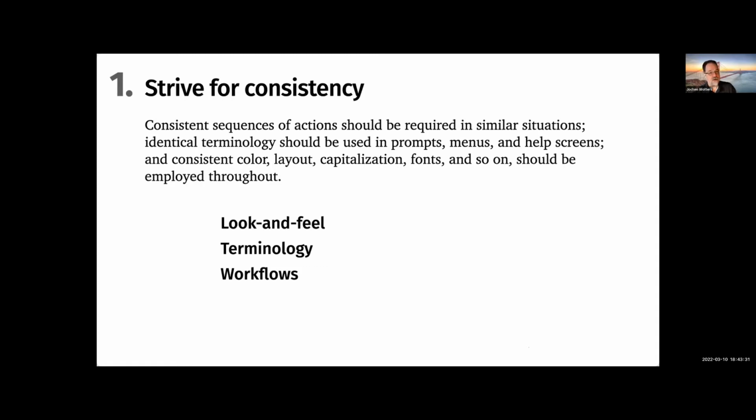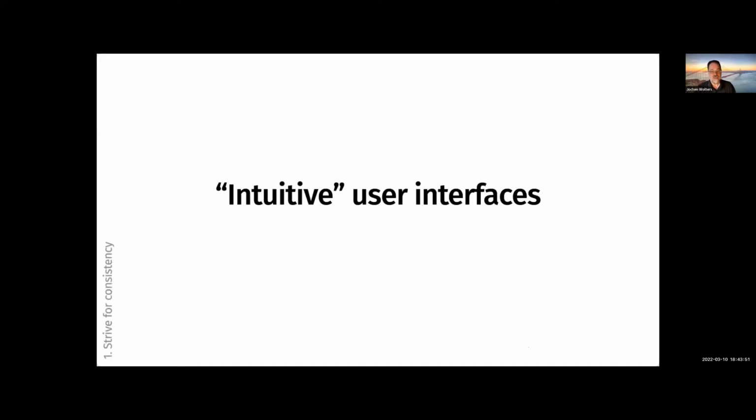The typical thing we think of when we hear consistency is look and feel. What does it look like? How does it behave? But terminology is also extremely important, that we use words that make sense to our users when they look for something, and also workflows. So it's not just individual UI controls, but also how you get certain workflows done in a user interface. Why is consistency so important?